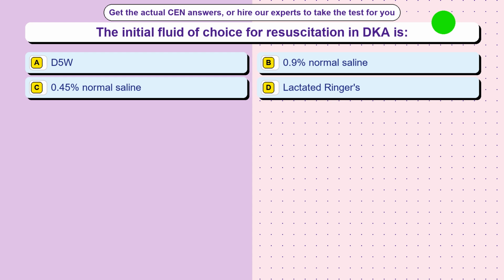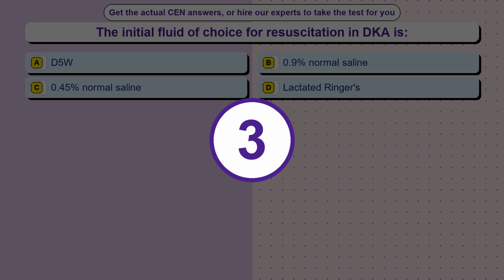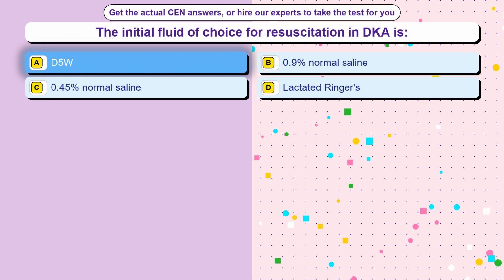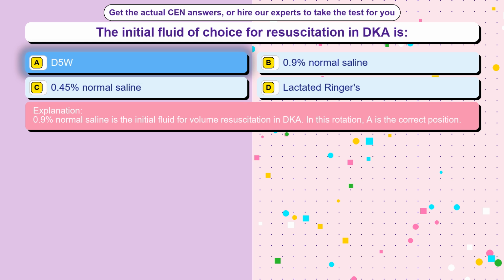Question 1. The initial fluid of choice for resuscitation in DKA is Option A, D5W, Option B, 0.9% normal saline, Option C, 0.45% normal saline, Option D, lactated Ringer's. The correct answer is Option A, D5W. 0.9% normal saline is the initial fluid for volume resuscitation in DKA. In this rotation, A is the correct position.